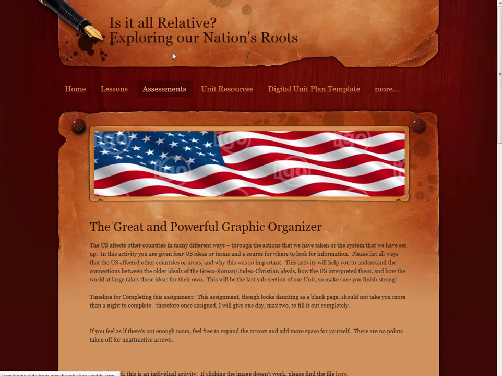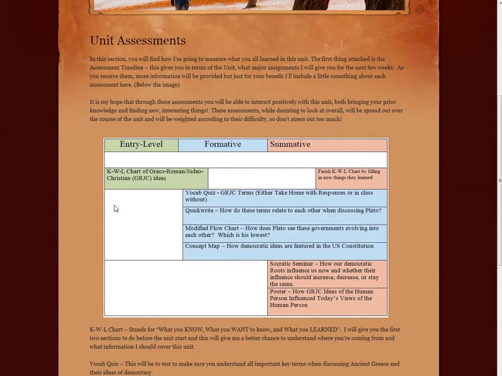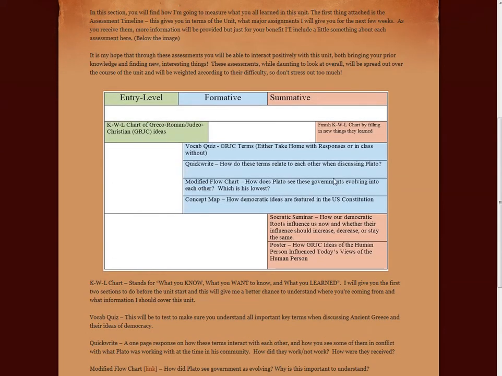And finally, my assessments are right here. I actually included the assessment timeline that we used to create for this class, just because I thought it looked nicer and it was made for viewing, and I think students would appreciate that. They would sort of like to see how the assessments are set out. So I've got the entry level, the formative, and the summative.